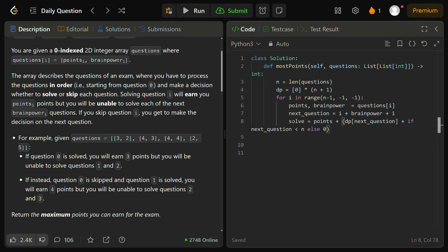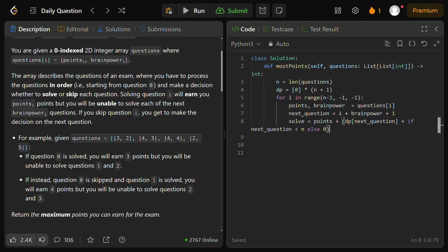The reason why I call it solve, again, is because this is the logic or choice of solving the current question, right? We're trying to solve this current question. So if we're trying to solve the question, the number of points that we get from this current index I, or this question I, is going to be added to dp at next question, right?